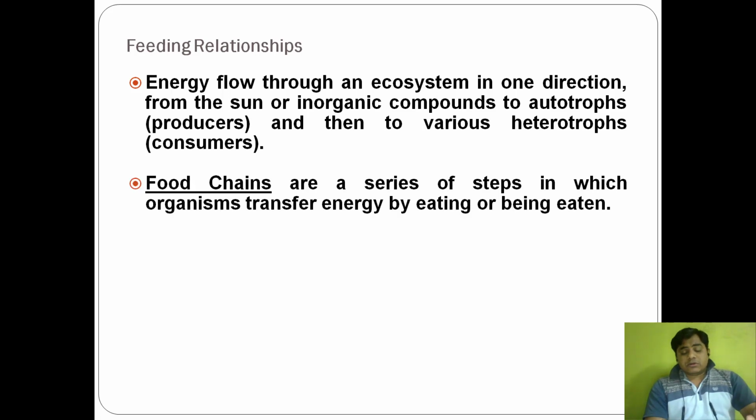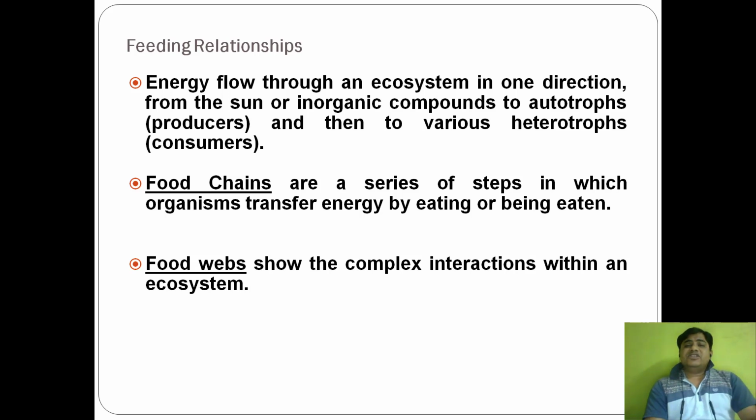So we have already seen food chain, food web, and trophic level. So what is the feeding relationship? See, the energy flow through an ecosystem is in one direction only. That is called unidirectional. It means the energy is transferred from the sun to the last trophic level. The autotrophs, or green plants, gain energy from the sun, and that energy is transferred to the next trophic level, from primary producer to primary consumer, secondary consumer, tertiary consumer, and so on.